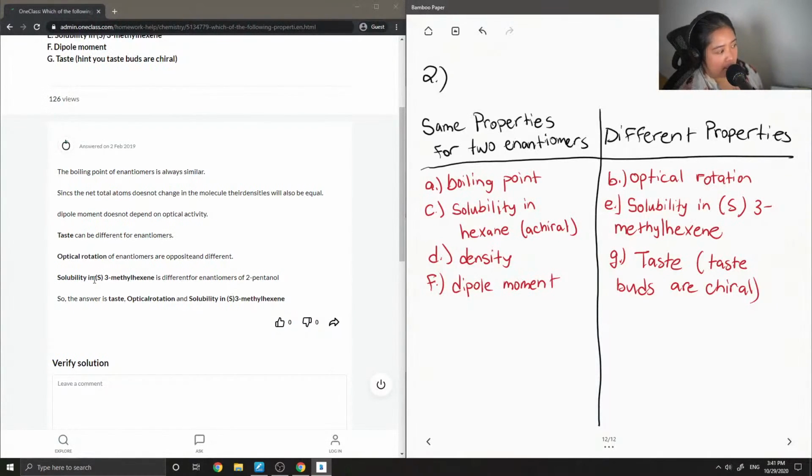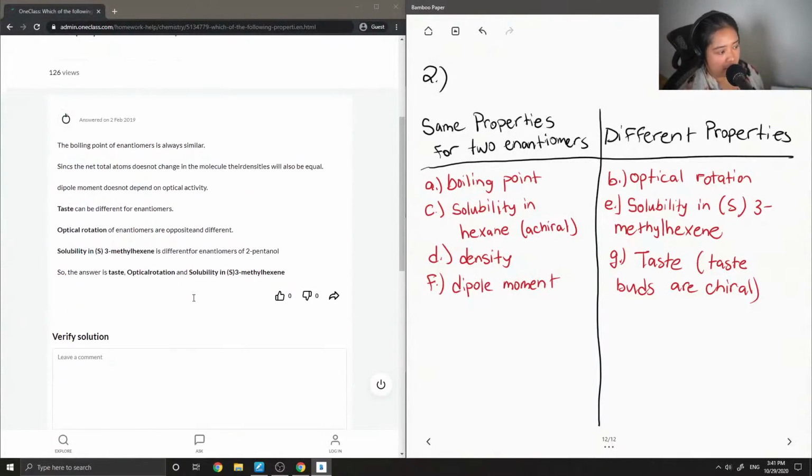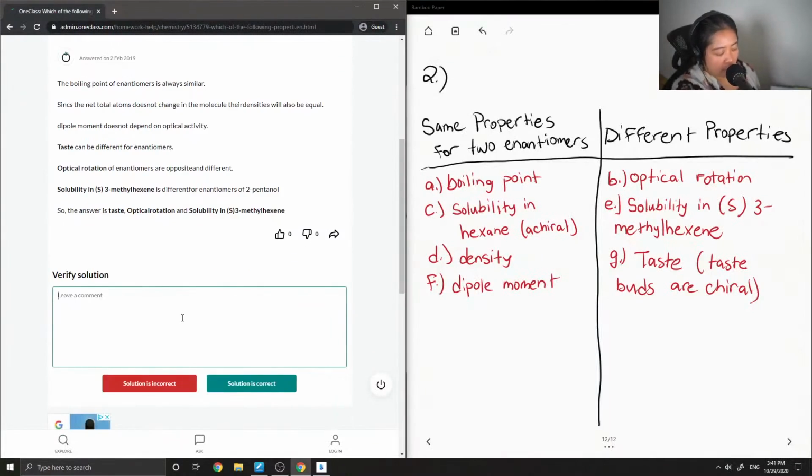Solubility in S3-methylhexene is different for enantiomers of 2-pentanol. So the answer is taste, optical rotation, and solubility in S3-methylhexane. This is well written. It is also correct.